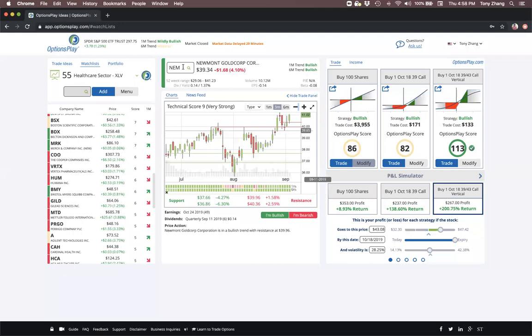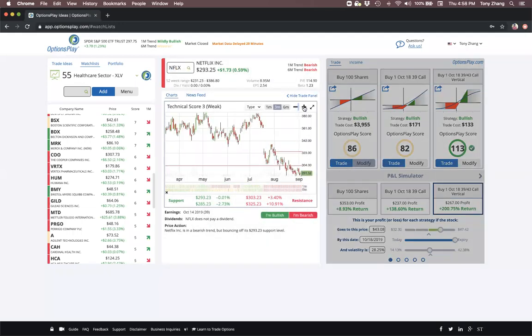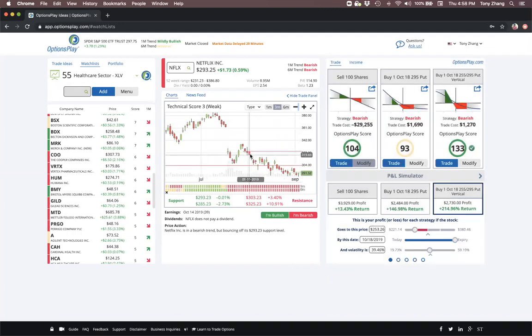Stan is asking for Netflix. This is a stock that has been on my list for a while now. We went short this around the 315, 320 level. We got out around the 295 level.